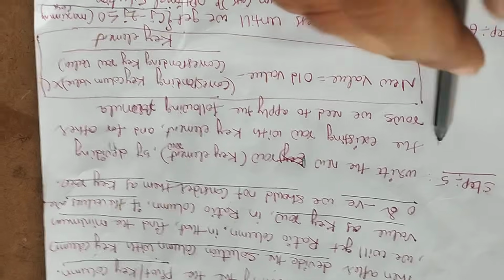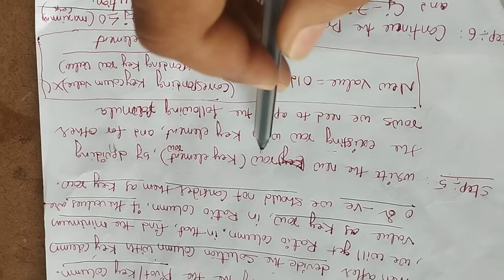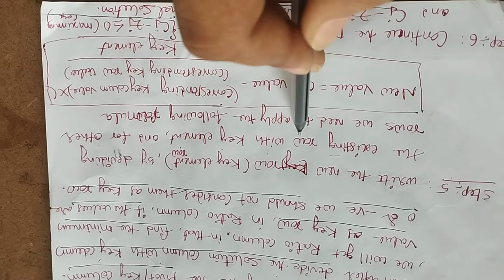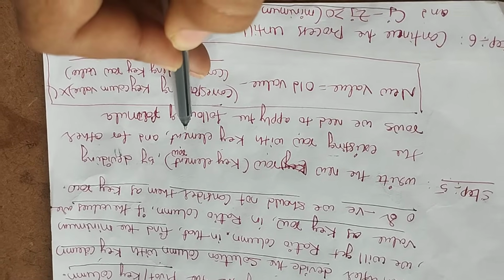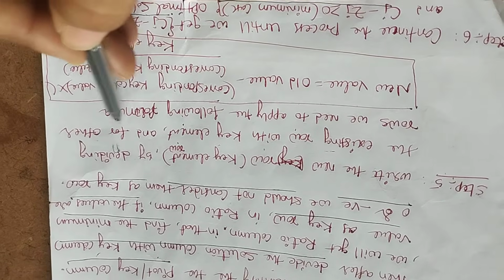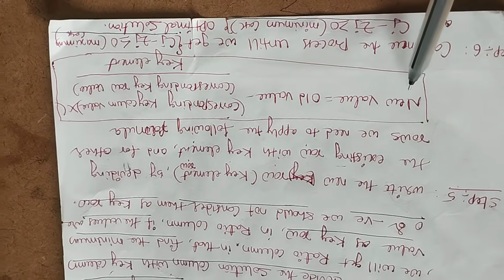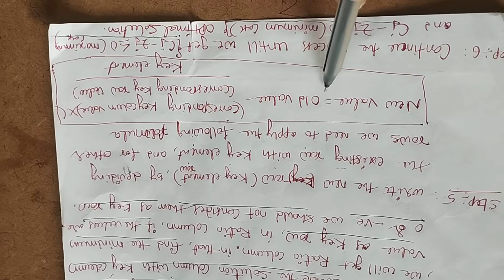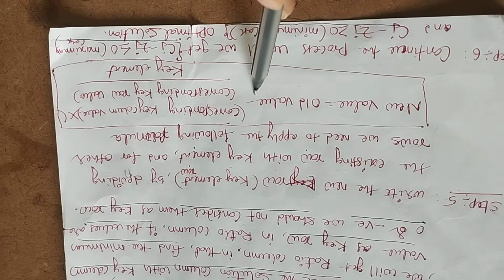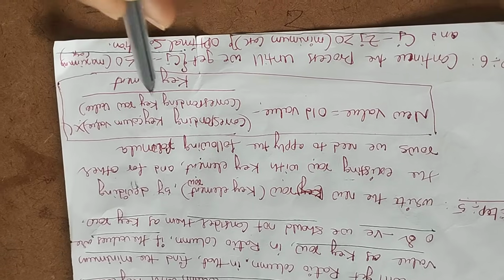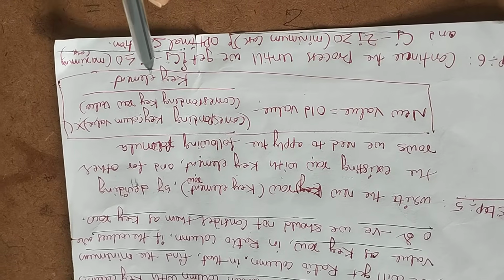And fifth step, write the new row or key element row by dividing the existing row with the key element. And for other rows, we need to apply the following formula. So the new value can be identified by this formula: old value minus corresponding key column value into corresponding key row value divided by key element.